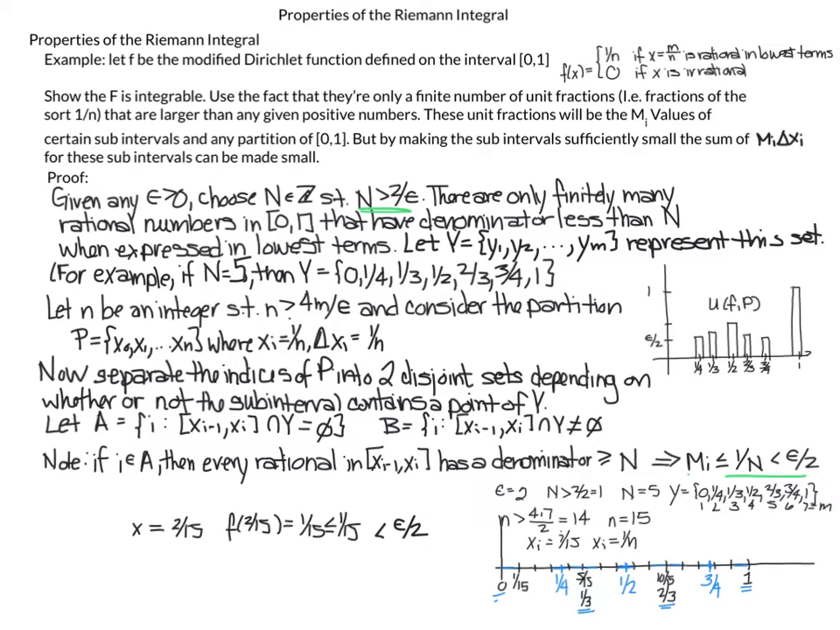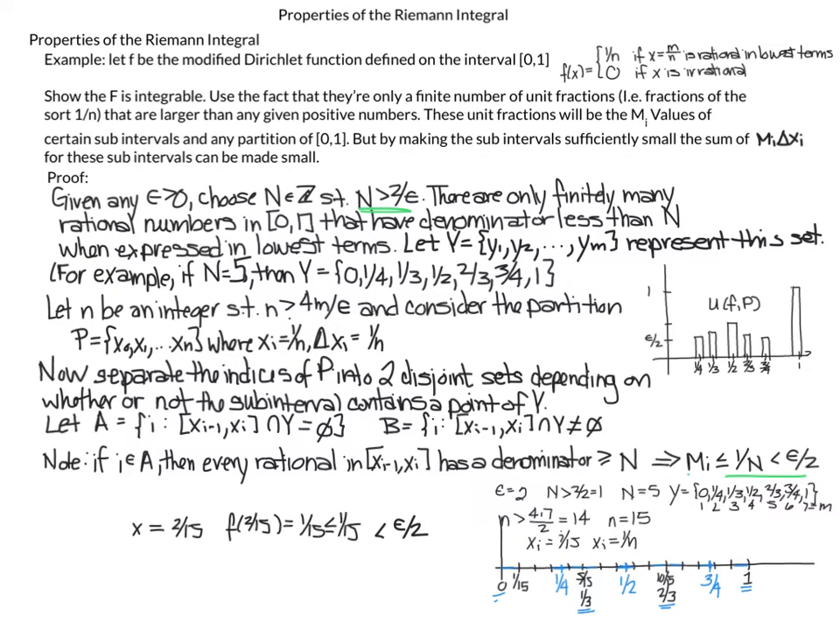Looking at our function, we can see if x is irrational, it is not going to contribute to our upper or lower sum since f of x is equal to 0. So we are going to focus on when x is rational, and we have these two separate sets, A and B. When we are looking at set A, we know that every rational in this interval has a denominator greater than or equal to n, which for this example is equal to 5, and remember we set n to be greater than 2 over epsilon. So we chose n equals 5.